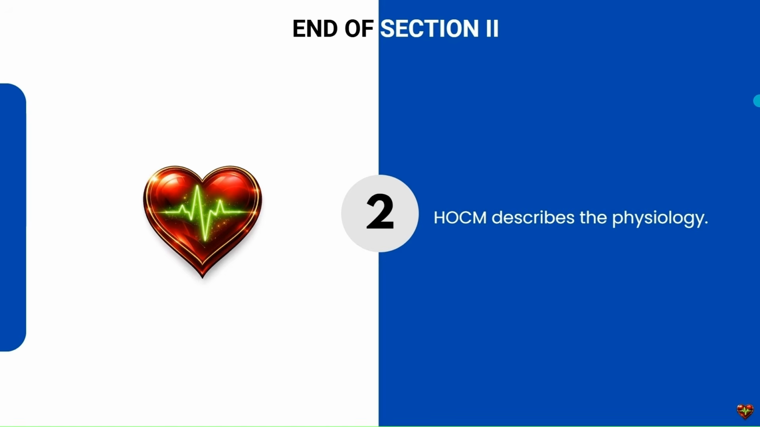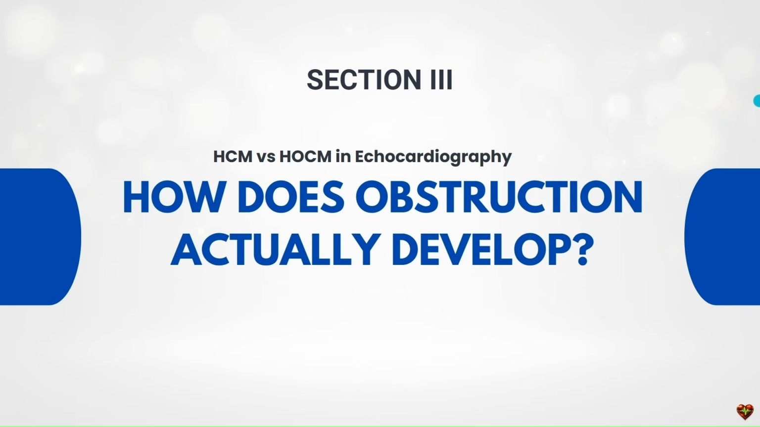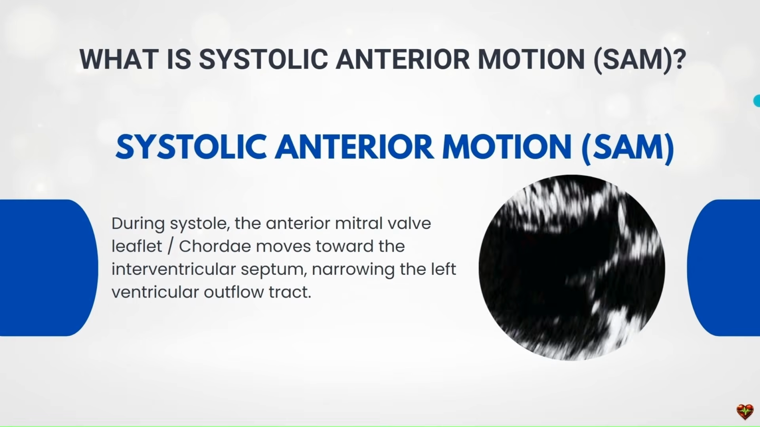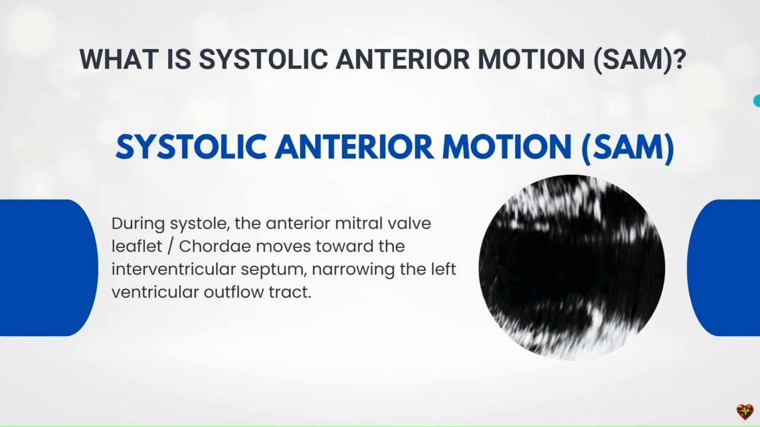What I want you to take away from this section is that HOCM describes the physiology. Section 3. How does obstruction actually develop? I'd like for you to meet the finding, what is systolic anterior motion, or what we call SAM?